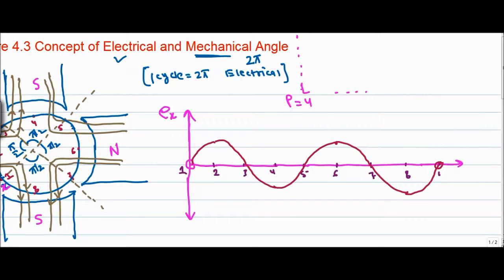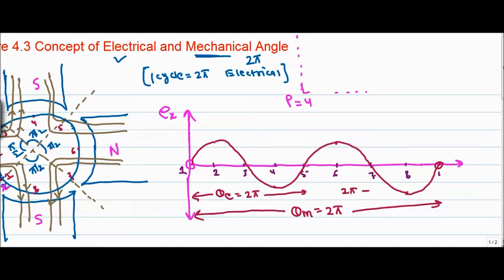So this is theta m. Theta m means the rotation taken by the conductor, and it is equal to 2 pi. The conductor is moving through 2 pi mechanically, but the electrical angle, called theta E, is also equal to 2 pi. The electrical angle covered by the conductor X is basically 2 pi, again 2 pi. Theta E.